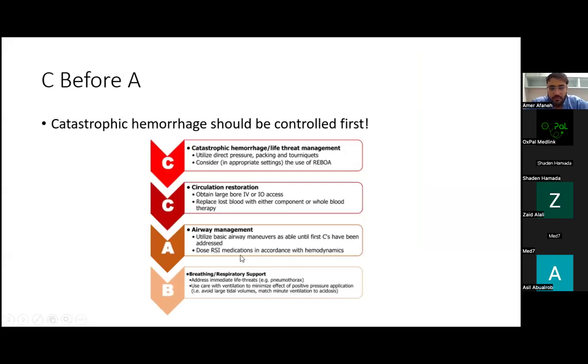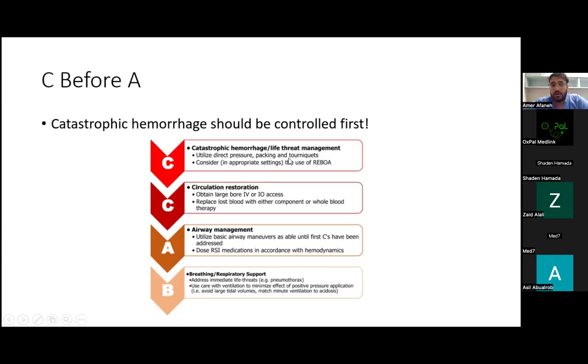The concept of C before A, we talked about this a little bit last time, but I'll hammer the point away again. If somebody comes in with catastrophic bleeding, the traditional A, B, C, D, E of the primary survey, where we start with airway and make sure the airway is good, then breathing and then circulation, you need to flip it a little bit. Because if they have catastrophic hemorrhage, let's say from a femoral injury and their femoral artery is bleeding out, if you don't control that bleeding, they're going to die. And it doesn't matter whether or not their airway is controlled.